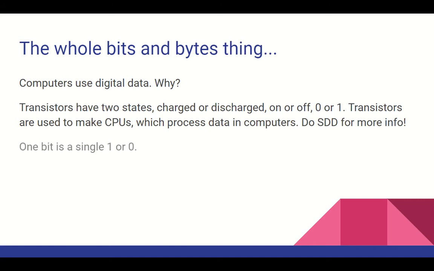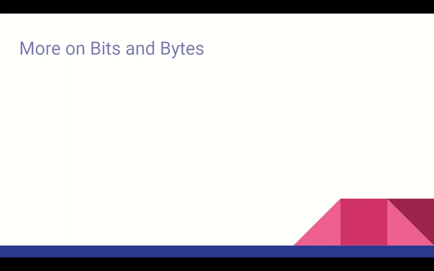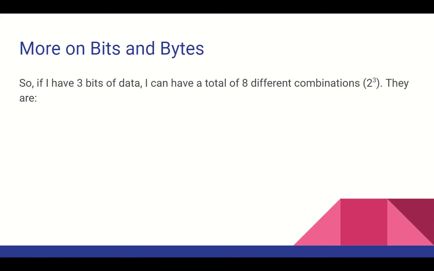Okay, so 1 bit is a single one or a zero. It's a very small number. 8 bits is a byte, and we work in bytes because it's a more useful value. This becomes important because we're going to start talking about color theory in a second. If I have 3 bits of data, I can have a total of 2 to the 3rd power, 2 times 2 times 2, different combinations. So if I have 3 bits of data, 3 ones and zeros, I only have 8 combinations of zeros and ones. Now that becomes important because when I start thinking about color, I assign color to combinations of ones and zeros.